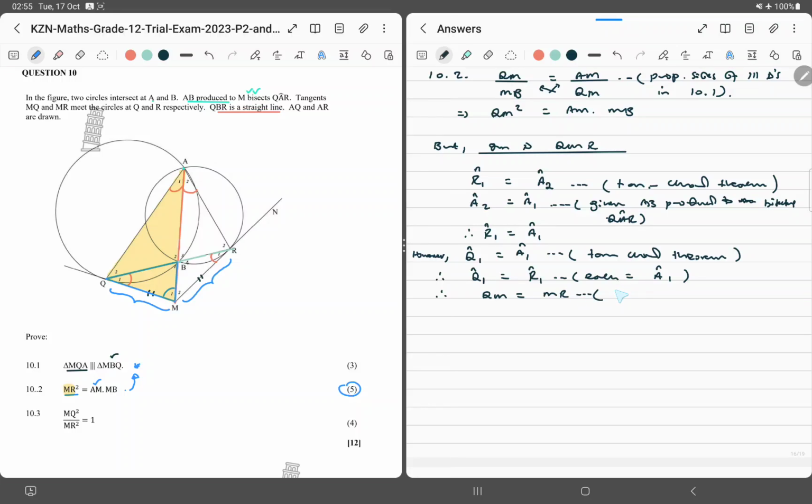What is that? These are sides opposite equal angles in a triangle. What triangle are we talking about? QMR. Now we can see that QM squared is equal to AM times MB, which implies that we substitute QM with MR, all squared is equal to AM times MB, therefore MR squared.